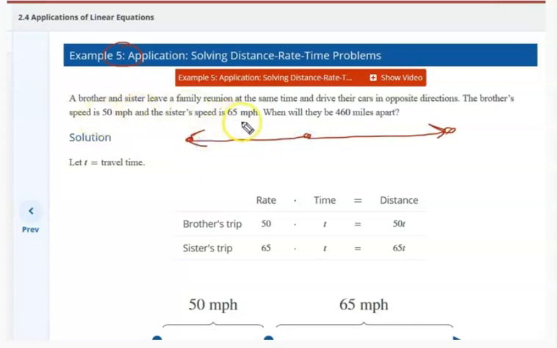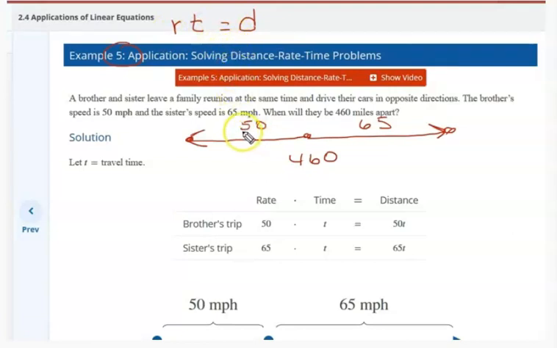And we see that one is traveling 50 miles per hour, and the other is traveling 65 miles per hour. And they're wondering, how long will it take for them to be 460 miles apart? Well, for this, we're going to use the distance formula. Distance equals rate times time. We worked with that in the last section a little.